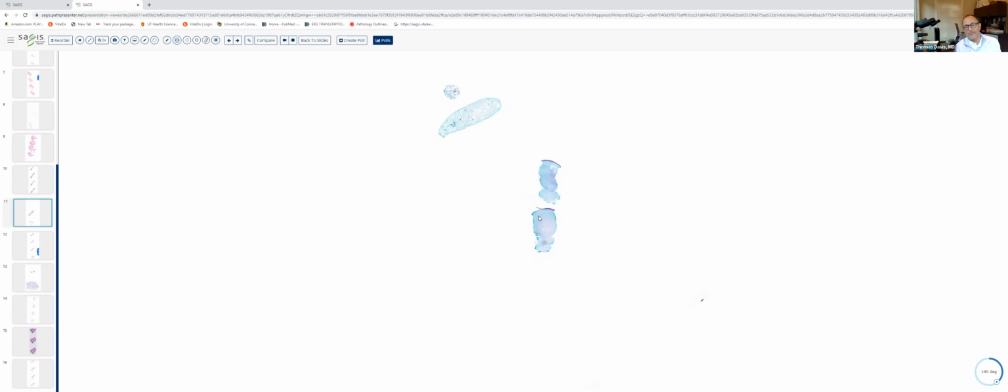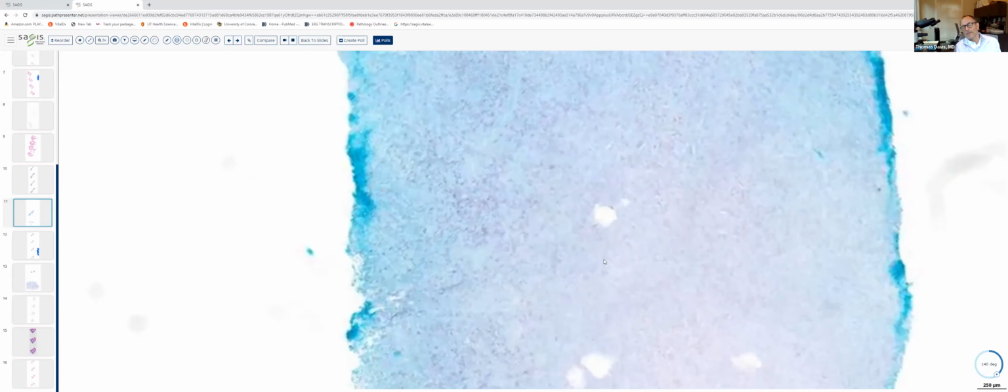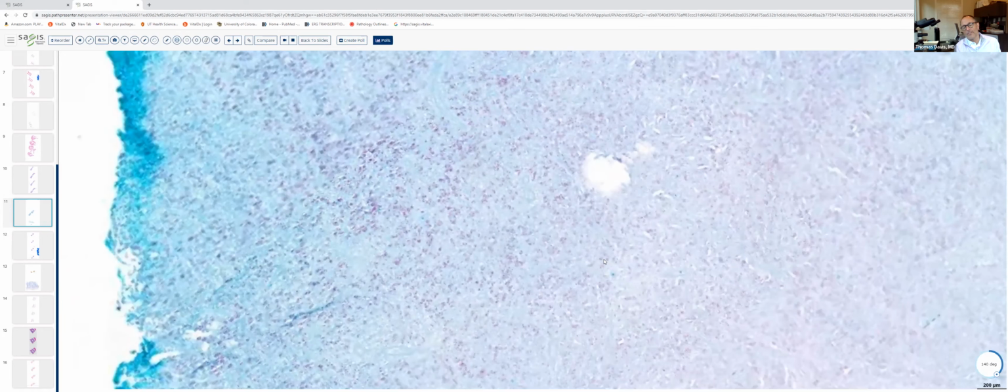Fite stains tend to have this blue counterstain. And if we move into higher power, let's let this kind of settle down for a minute.